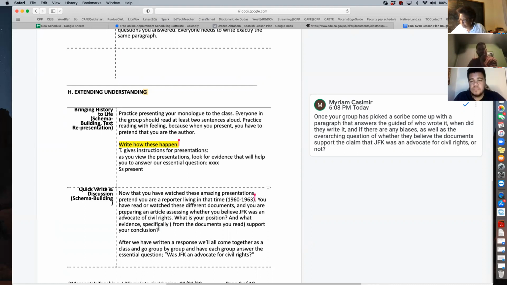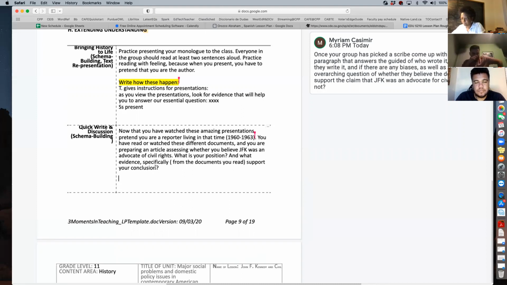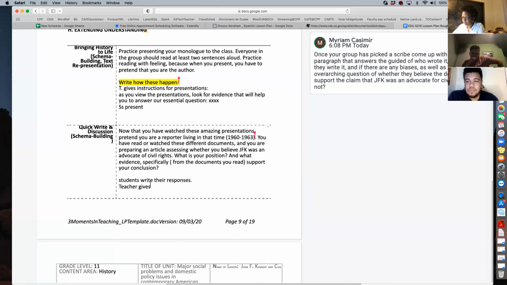Okay, I think that they should write it, and then for homework, they should make it look like a newspaper article. And then you should start the next day like that. Okay. So they write it in class. And then students write. You have to write it out, okay?